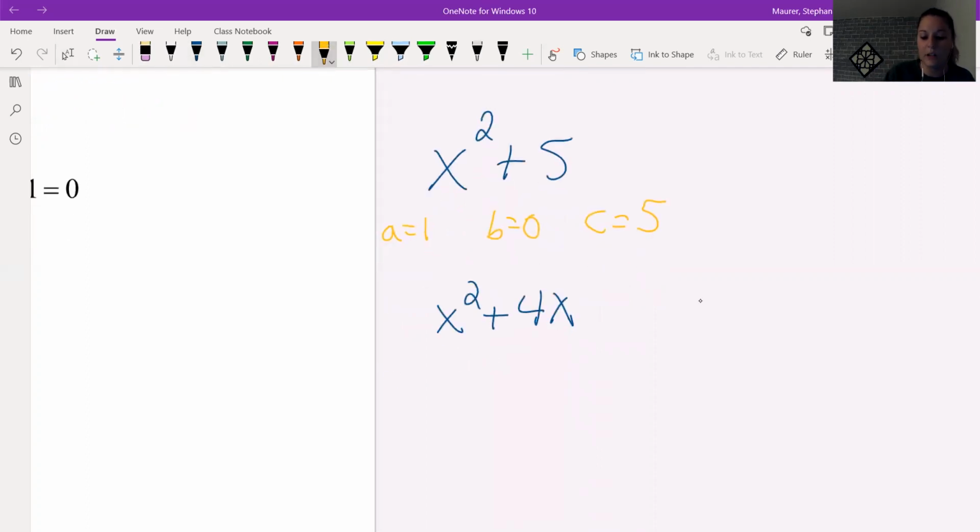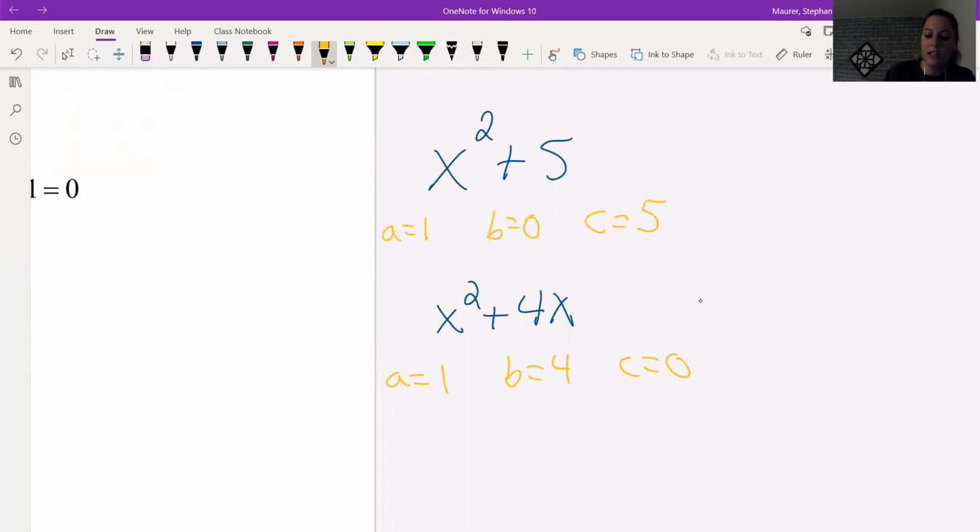Counter example, what if I had x squared plus 4x? Again, going through, what is your a? What is your b? What is your c? The a, again, is a 1. What is your b and what is your c? Your b always has an x. So in this case, your b is 4, your c, there isn't one, so 0. So the quadratic formula always works if you can correctly identify the a, the b, and the c.